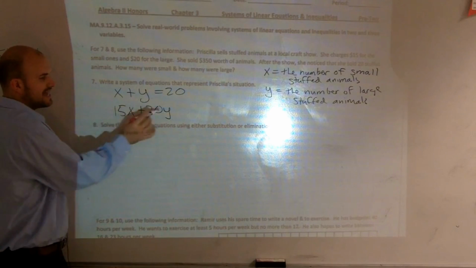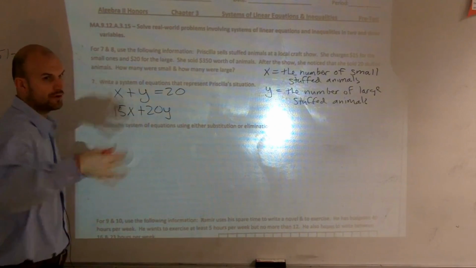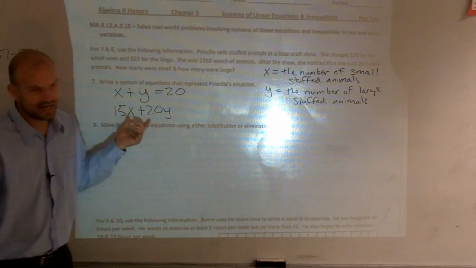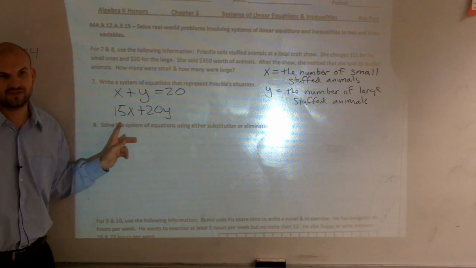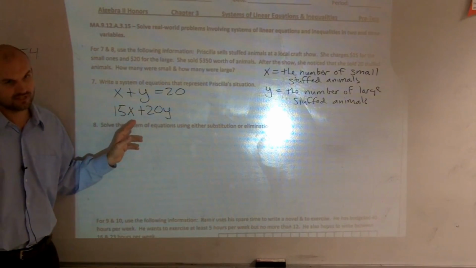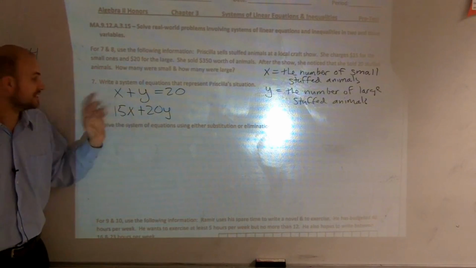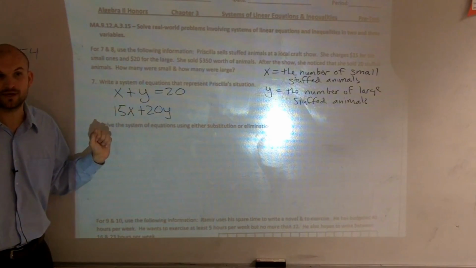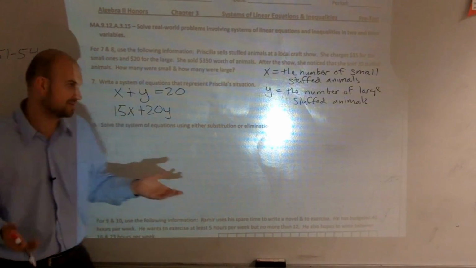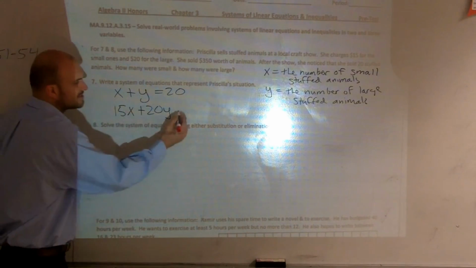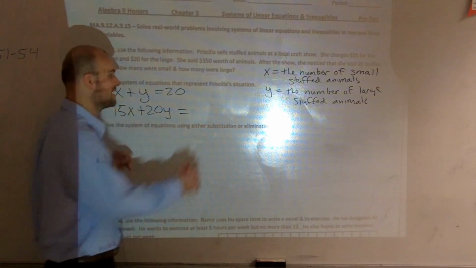For every one of these animals that you sell, you get $15 for it. So repeated addition, we write as multiplication. If you sell one small animal, how much money do you get? $15. If you sell 2 animals, how much money do you get? 30. It's repeated addition, which we write with multiplication. But this amount equals how much did she make? 350.